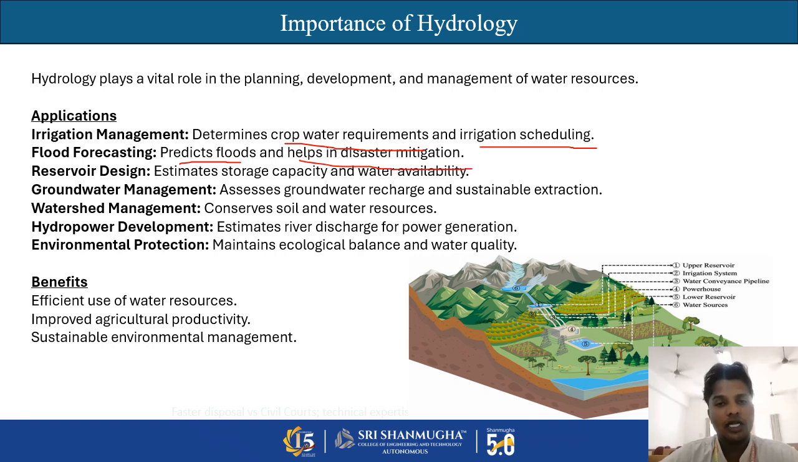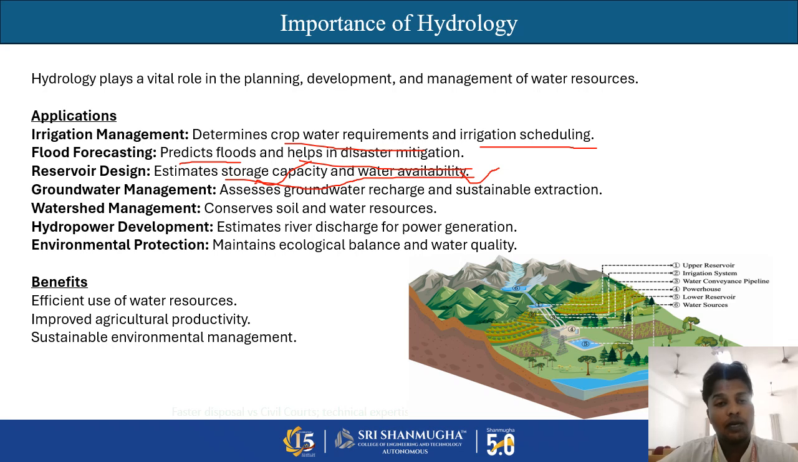Then, to predict floods and help in disaster mitigation, based on the hydrological cycle in that area, we can make a prediction strategy for floods and mitigate the disaster in that area. Then it helps to estimate the storage capacity and water availability. Based on the water cycle potential in that area, we can make the decision on the storage capacity of the reservoir and water availability in that area.